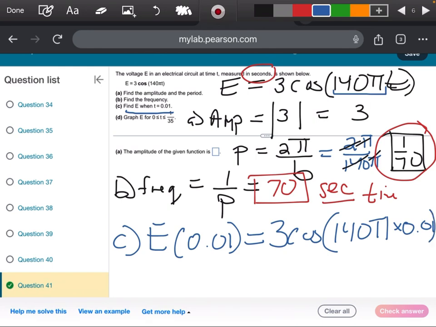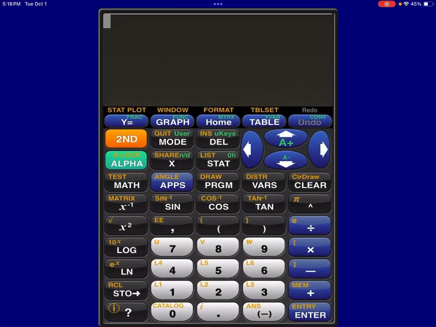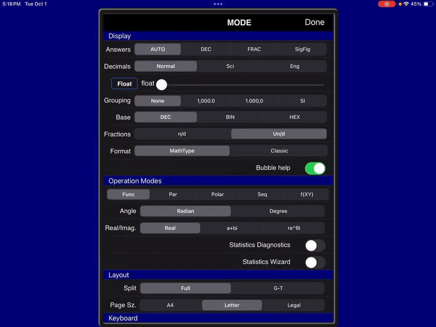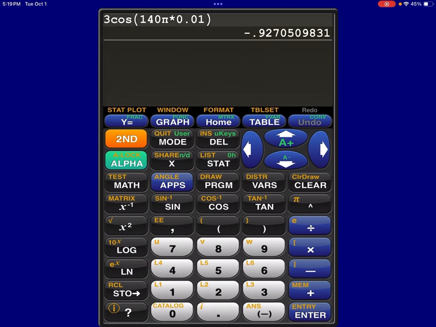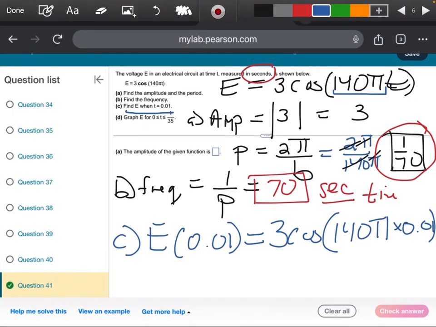Y'all, to do that part, I am going to use my calculator, okay? So let me get my calculator, let me clear this out. Let me make sure that I am in radians. So we are in radians, okay? And let's see, we had 3 cosine of 140 pi, and we're multiplying that by 0.01. And y'all, it's negative 0.927, okay? So let me come back over here, negative 0.927.